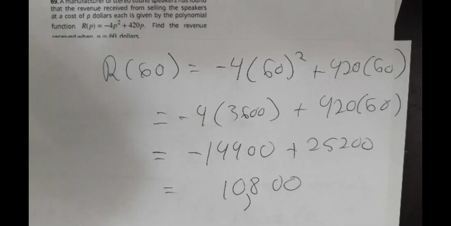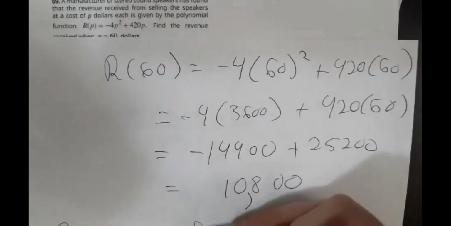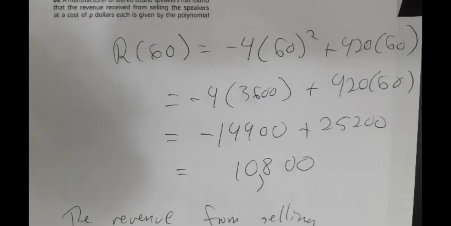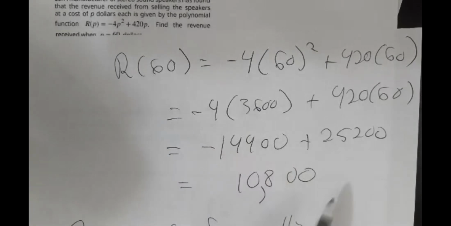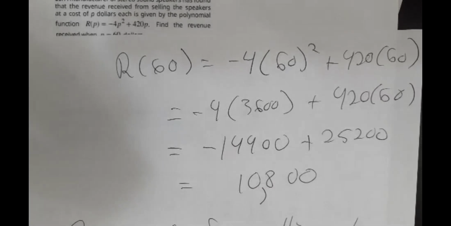This is the thing I got. I want to go back and interpret this. What does that mean? What have I found? So what does this mean? How would you interpret this? So when P is 60, my R is going to be 10,800. What do those two numbers represent?